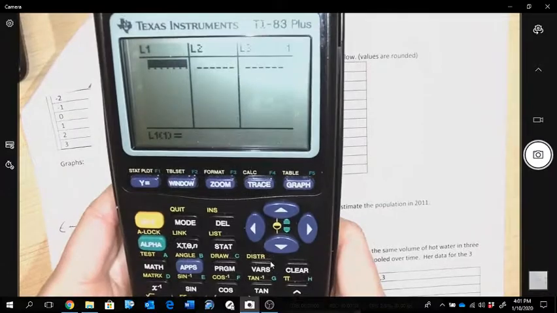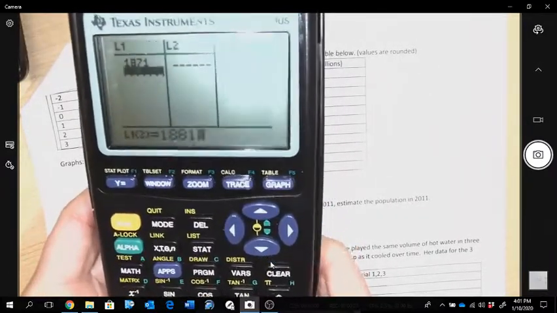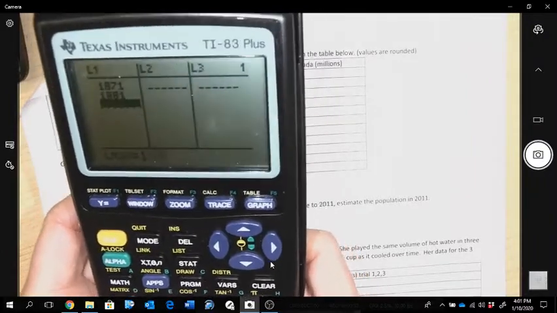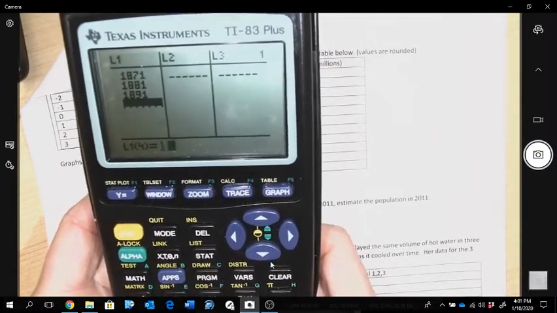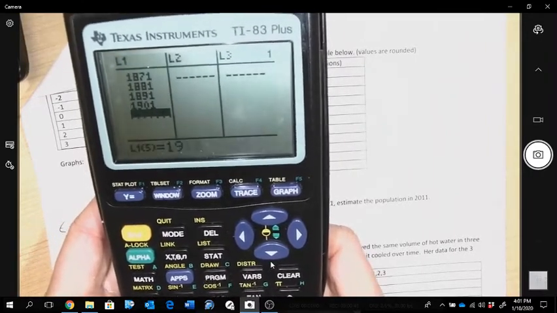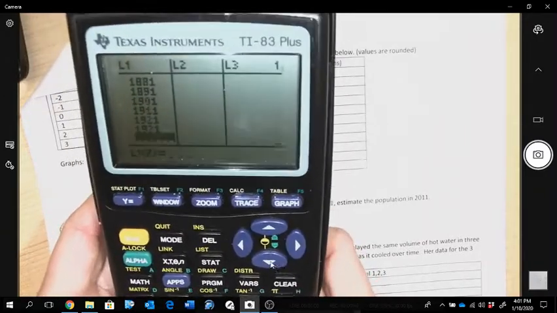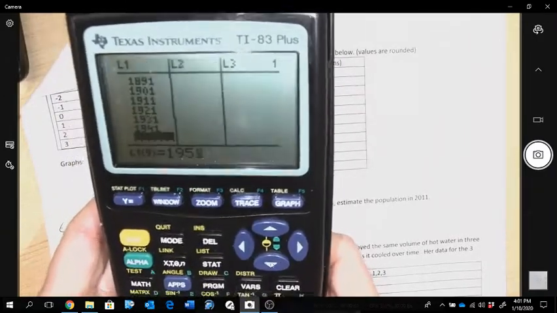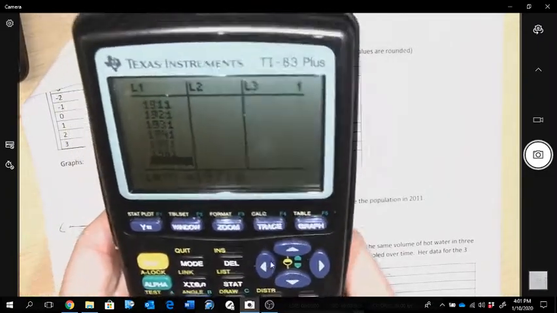Okay, so 1871, 1881, 1891, 1901, 1911, 1921, 1931, 1941, 1951, 1961, and 1971.